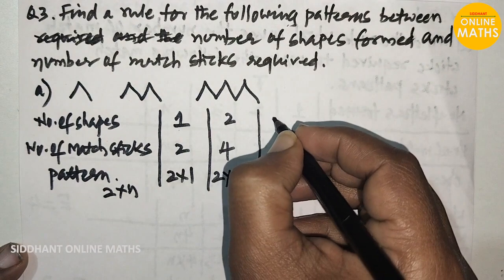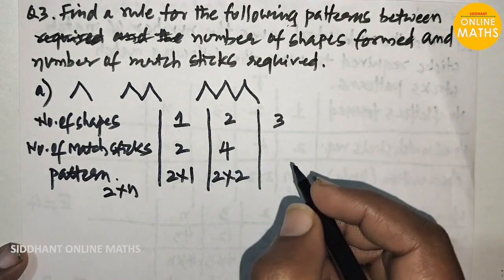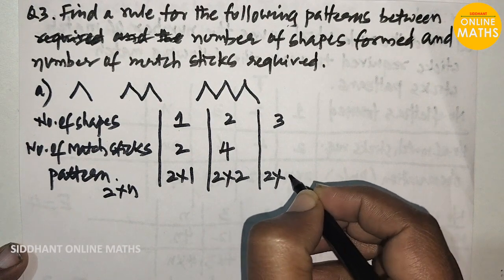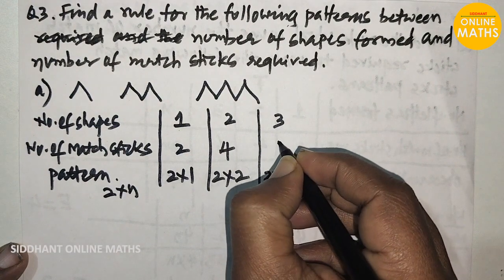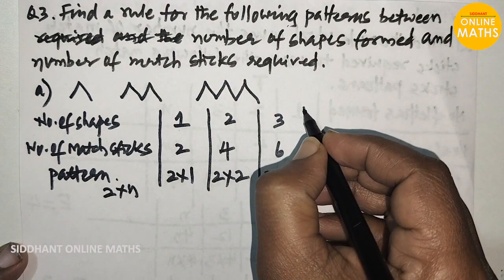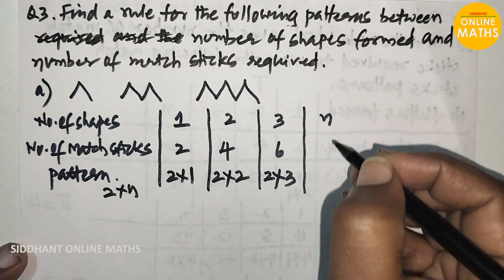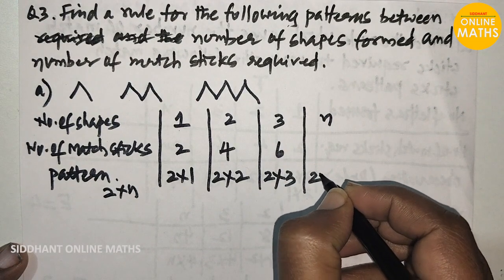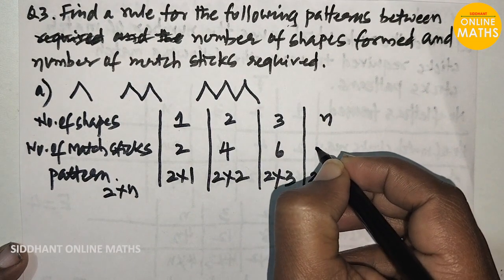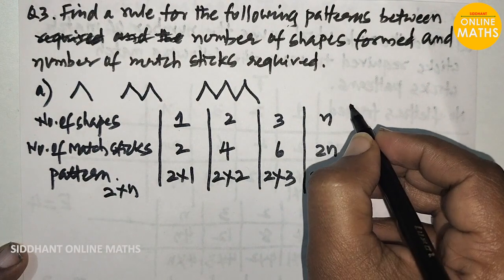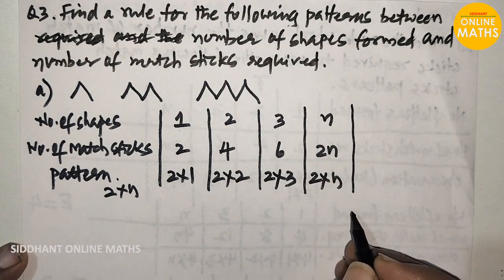In the same way, 3 shapes when you are going to see, the number of matchsticks required here, in the sense 2 into 3, that means 6 matchsticks are required. So in the same way, n number when you are going to see, then 2 into n, that will be 2n number of matchsticks are required here. So this is the pattern.